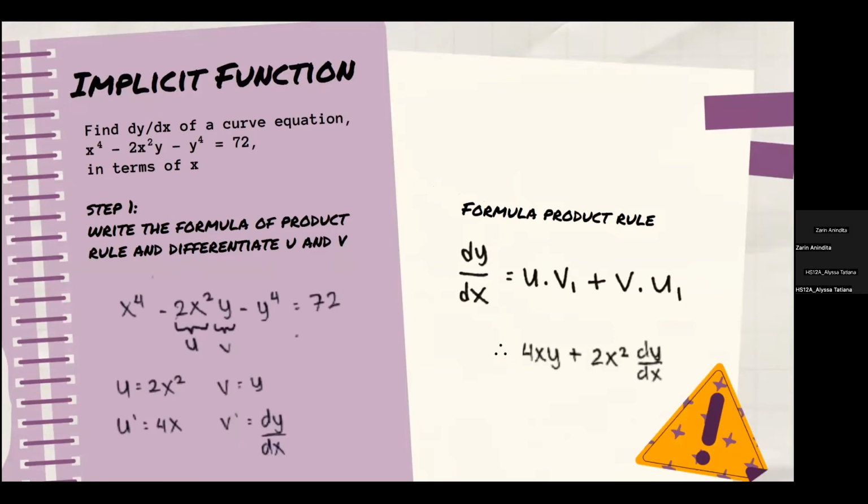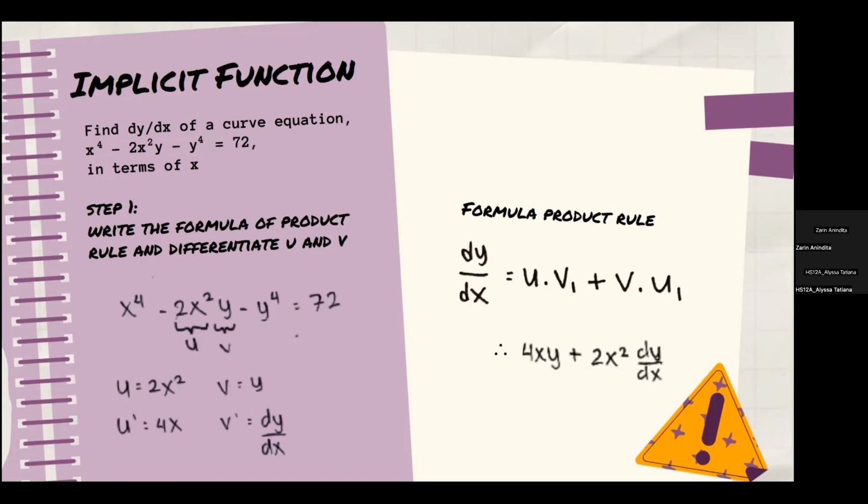Thank you, Alyssa. So now I will be explaining a question about implicit function. So the question is to find dy over dx of a curve equation, which is x to the power of 4 minus 2x squared y minus y to the power of 4 equals to 72 in terms of x. So the first step is by using the product formula, because in the equation there is 2x squared times y, a multiplication of something. Hence, we need to divide it into u and v and differentiate them.